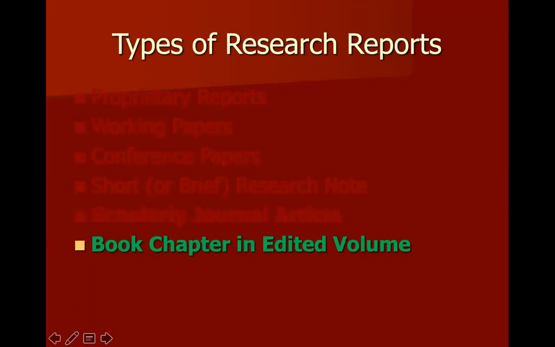Then you have, in addition to the journal article, you can have a book chapter and edited volume. Now, you could actually have a pretty good research article that goes into an edited volume that's a bunch of different research reports. It's usually not as difficult to get published into one of those edited volumes as it is to get published in a journal. But some of these books have really, really excellent research in them, and they're acceptable for being viewed as a competent researcher at universities.